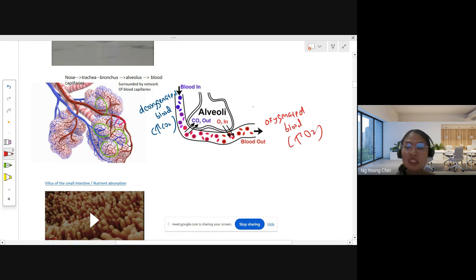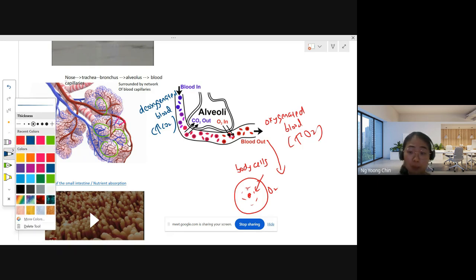So these oxygenated bloods will diffuse to the body cell. Yeah, this is the body cell. So the body cell will get the oxygen from the blood capillary filled with oxygenated blood, okay? And then they will get in the oxygen, right? And then they will release the carbon dioxide.